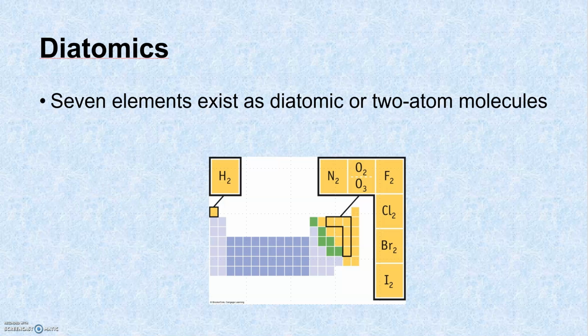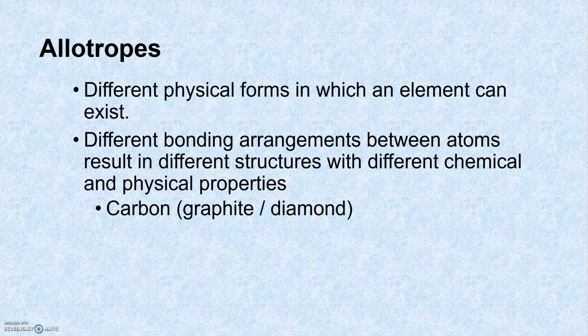Another allotrope, if I go back to this, is oxygen. Oxygen can exist as O2 or O3. These are allotropes of each other, and they have very different properties. One sustains life, one takes it away. So this is ozone, O3. You don't want to breathe that.